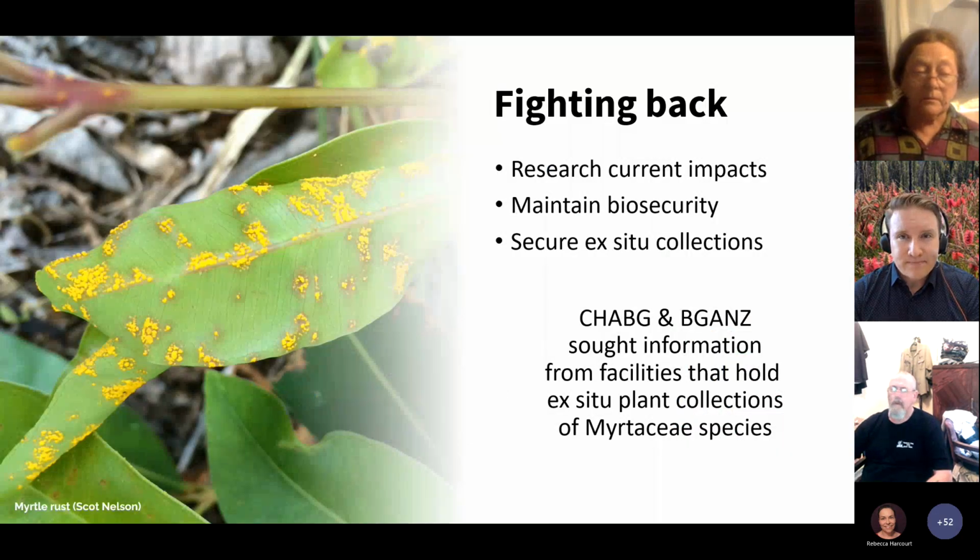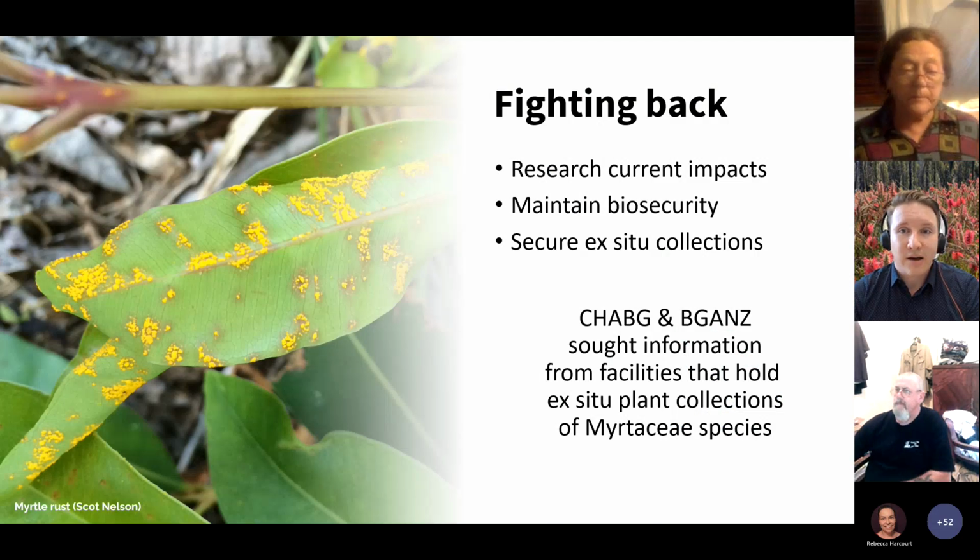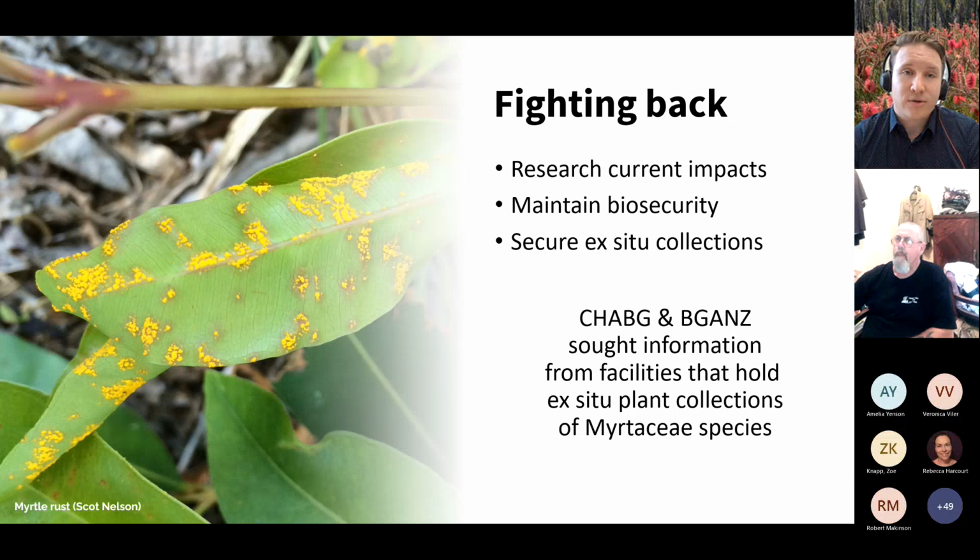So what's being done about it? Well, work's currently underway across the country, and it includes things like research to determine how wide-ranging the impacts are, work to prevent new strains from entering the country through biosecurity measures, and conservation activities such as securing insurance collections of plants away from their natural habitats where myrtle rust is having that impact. And that includes plants in botanic gardens, seed banks, arboreta, and other like-minded facilities.